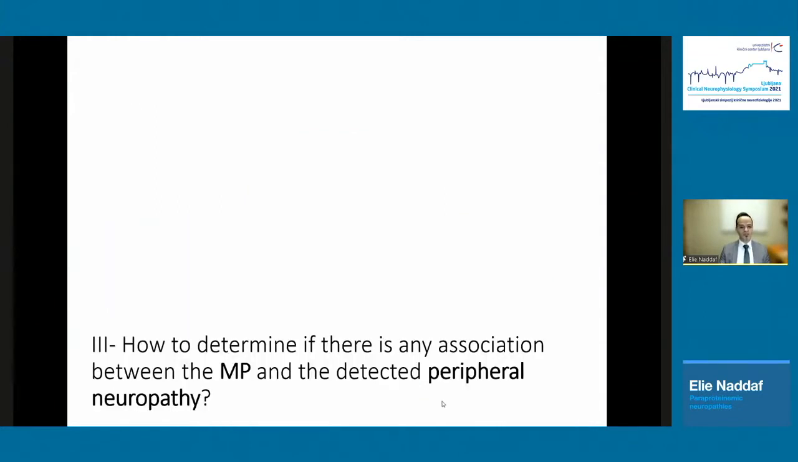So now you have a patient with a peripheral neuropathy and you find a monoclonal protein on testing. So how do you know? In patients older than 50 years, about 5 to 10% have peripheral neuropathy, and also about 5 to 10% have a monoclonal protein. So just by coincidence, the most common scenario is that you'll have patients where the monoclonal protein and the peripheral neuropathy is just coincidental, rather than one causing the other.